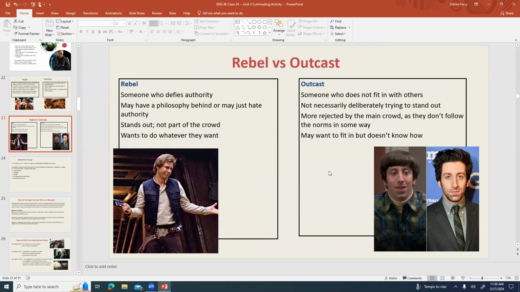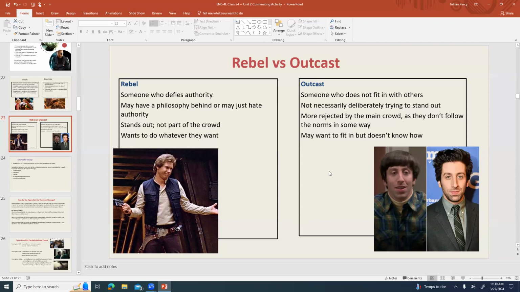Often, if there's somebody who's a rebel or an outcast, it may be because the novel has a lot to do with discussing society's rules, society's effect on people. So, if that's a main theme of the novel, then you may have characters who act as a rebel or who act as an outcast to help show what society is doing to people.